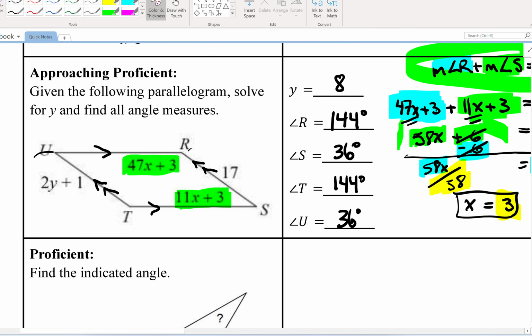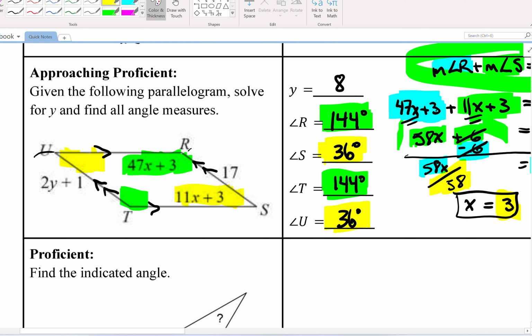Los ángulos opuestos, ángulo R y ángulo T, son congruentes. Entonces, si R es 144 grados, el ángulo T también. Y el ángulo S, si eso es 36, lo que acabamos de ver, el ángulo opuesto, ángulo U, también es 36.